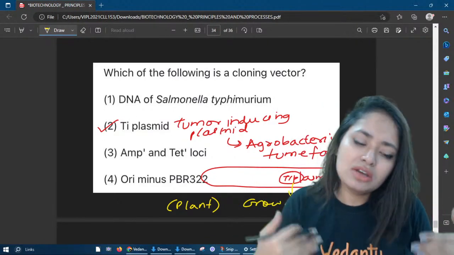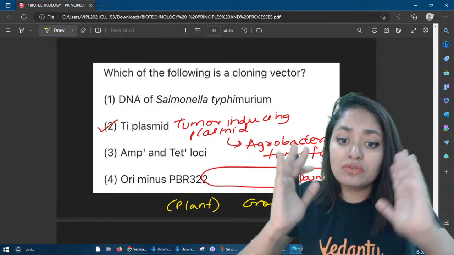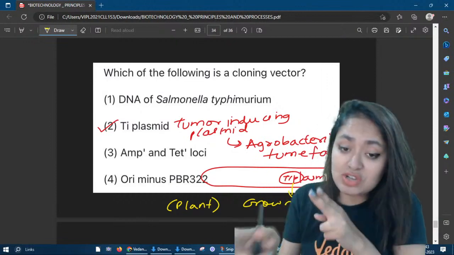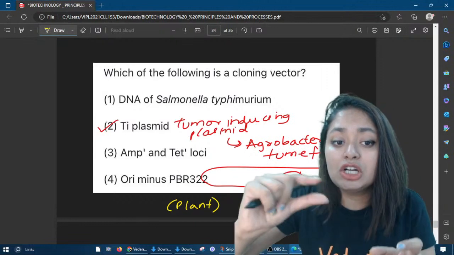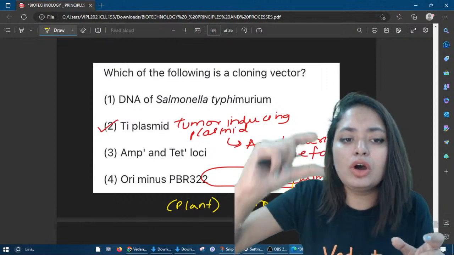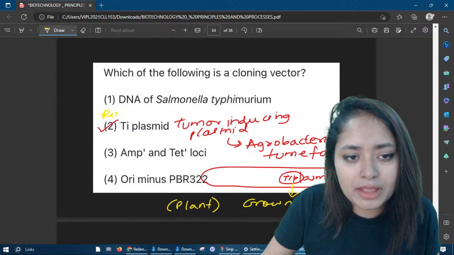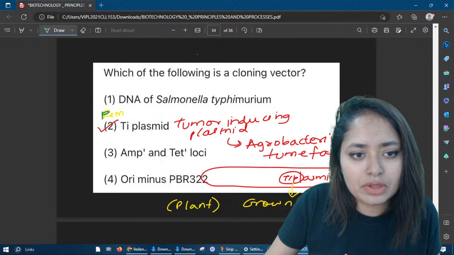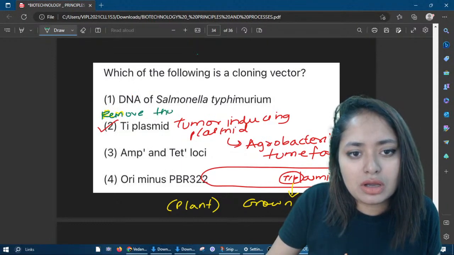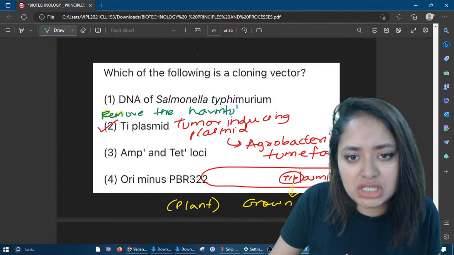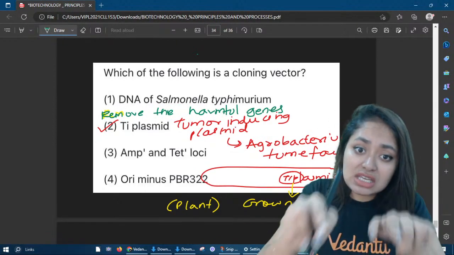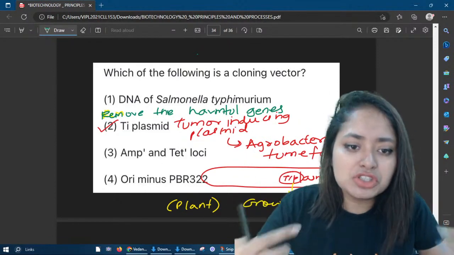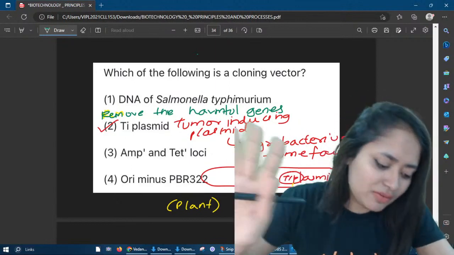So, what we do is, we are biotechnologists. All of us are biotechnologists. We are going to be taking the TI plasmid. We are going to be cutting it down into smaller pieces and strands. And we are going to remove the toxic part or the harmful part of the TI plasmid. We remove the harmful genes and use this ability of the plasmid to infect everyone. Instead of the harmful genes, we will put in things that we think are very, very important.